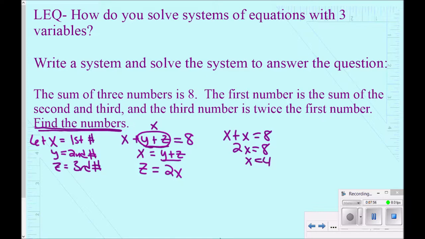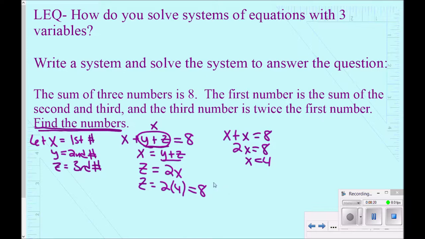Okay, again, if you didn't notice that, you could have substituted something else in and it just would have been a few more steps until you had your first variable. Now we're on to our second variable. Z is 2x, so that means z is 2 times 4, which is 8. And now we're ready to go back to either the second or the first equation. It doesn't really matter to get our third variable of y.